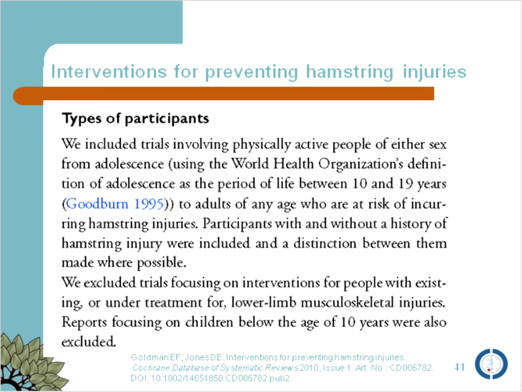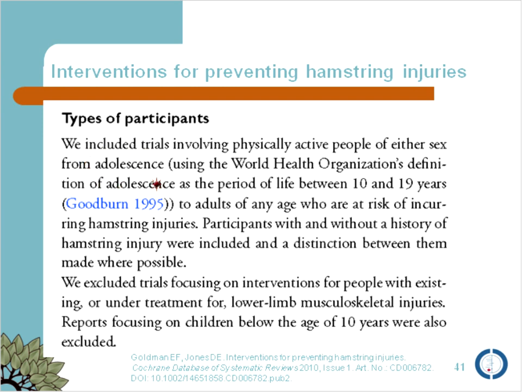So I just put an example from a review that looked at interventions for preventing hamstring injuries. I thought I'd put a few examples and talk about why I chose it, and point out what I liked about it. They're very explicit that they're looking at physically active people who are at risk of incurring hamstring injuries. And what a hamstring injury is should be defined. Some authors may make this definition in the background section of the review and not necessarily outline it here, and that's what was done in this particular review.